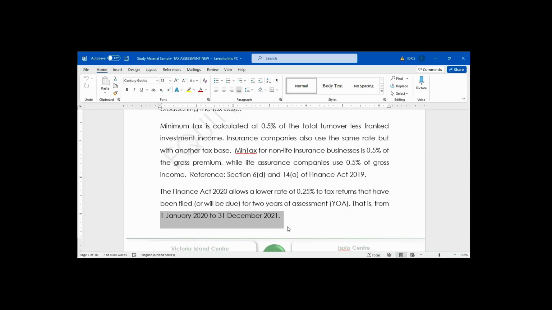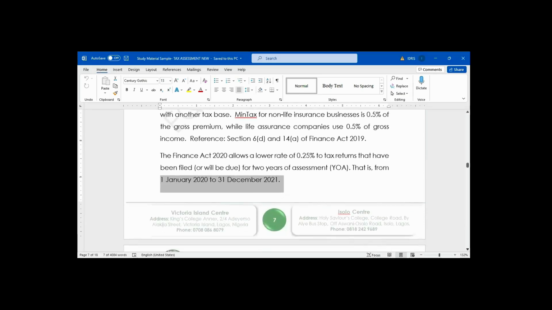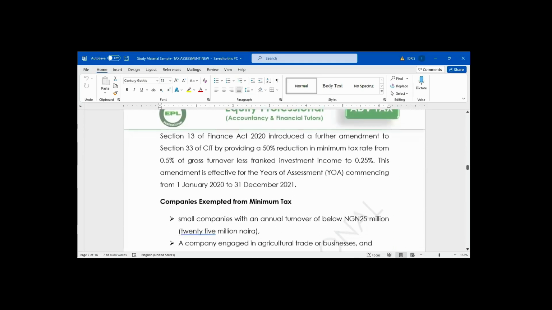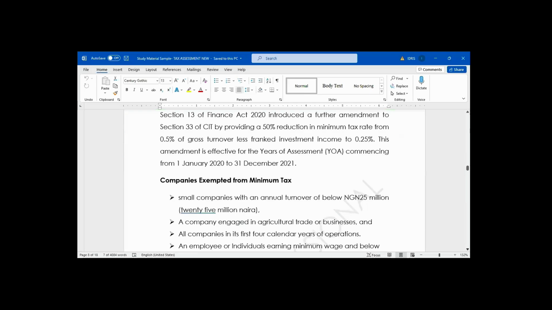And the condition for paying minimum tax is when a company reports a loss in its financial statements, or when the amount of your minimum tax is higher than the actual tax computation. However, there are some exemptions for minimum tax. There are some companies that are exempted from payment of minimum tax.